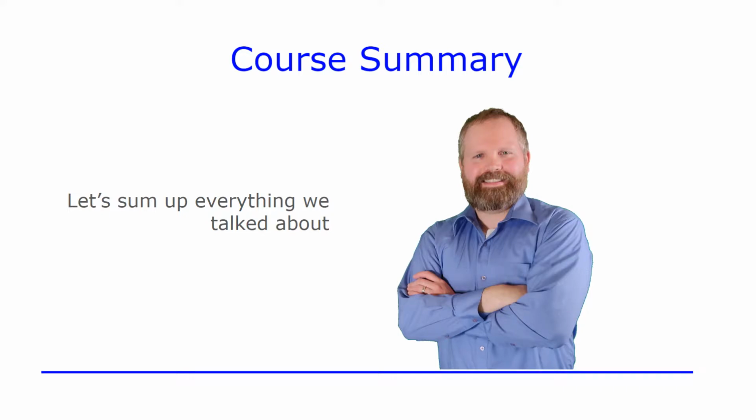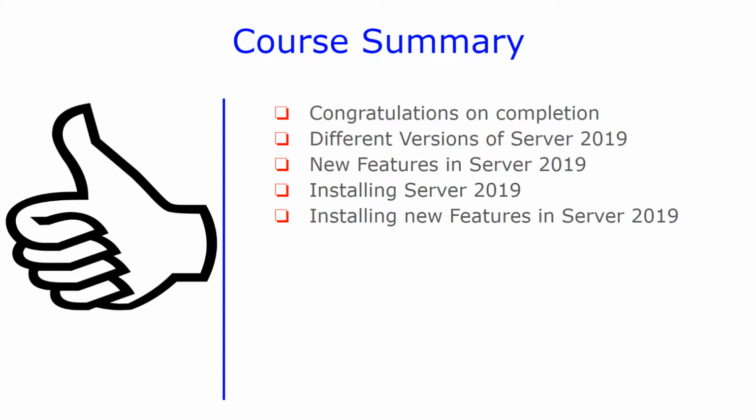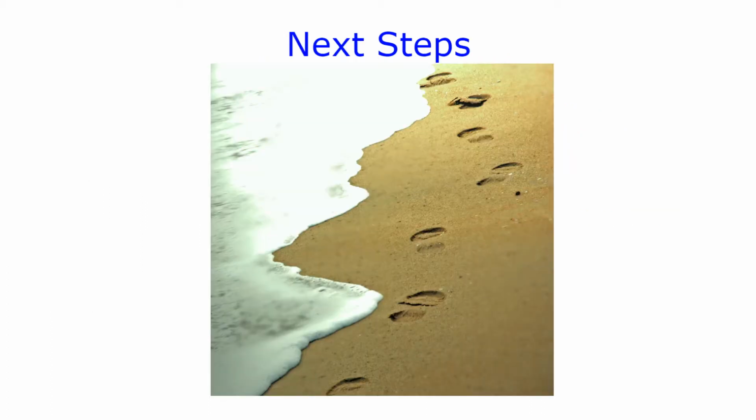All right, so let's sum up this course and what we've talked about. First, congratulations on finishing this mini course. We went over many things here. We talked about the different versions of Server 2019 and what new features we get with Server 2019. We went through the install of Windows Server 2019. We installed the IIS role as well as the Telnet client feature, and we configured networking on the Windows 2019 server.